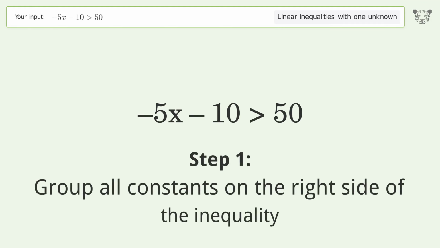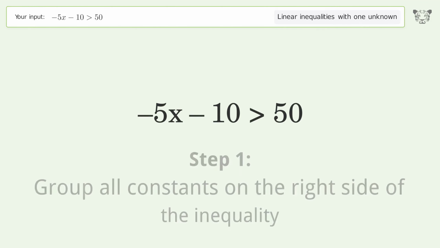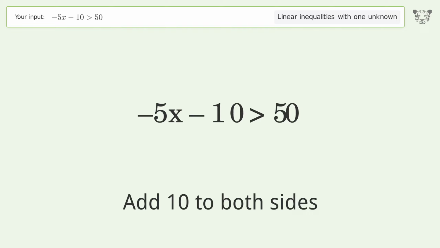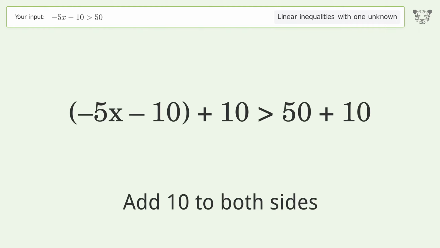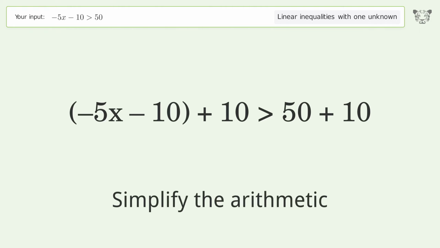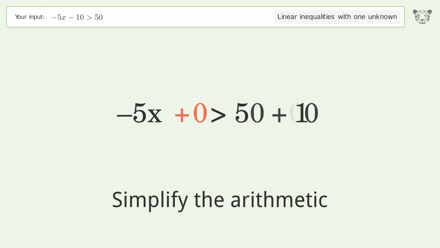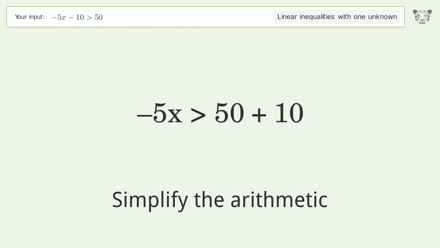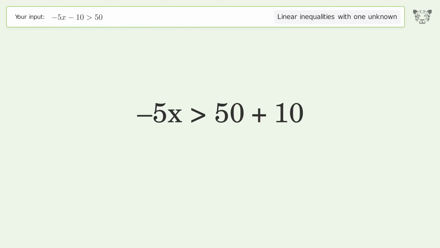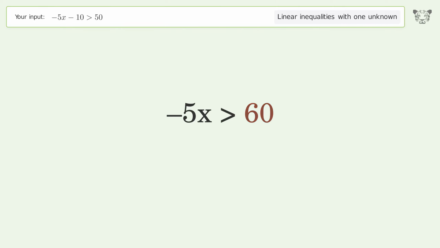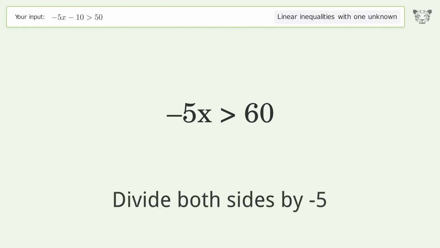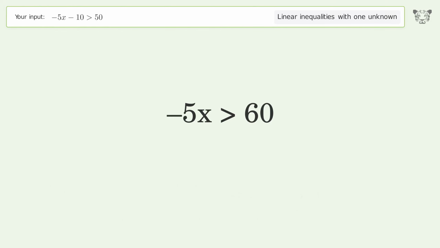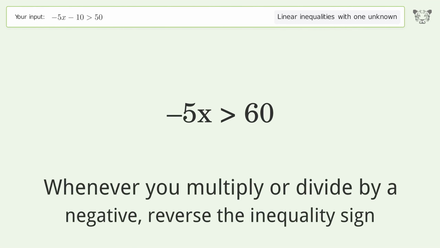Group all constants on the right side of the inequality. Add 10 to both sides. Simplify the arithmetic. Isolate the x. Divide both sides by -5. Whenever you multiply or divide by a negative, reverse the inequality sign.